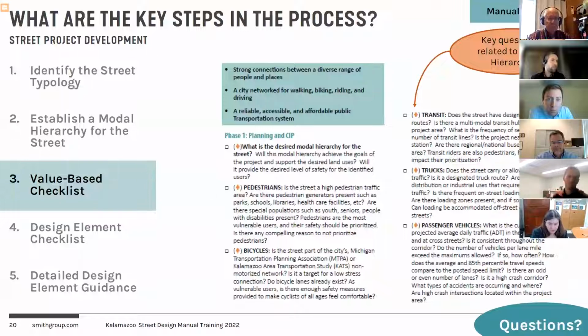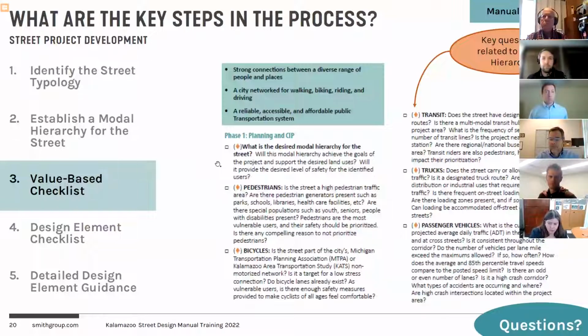That you're actually thinking about some of the larger efforts that are going on at the city scale, at the regional scale, those different plans that are out there, and that the street design is being tied to that more holistic set of influences. So that is how this all comes together to help you get that modal hierarchy and learn more about the project.